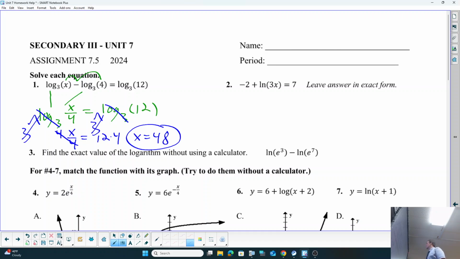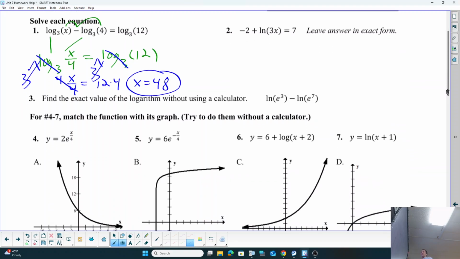Okay, so try number 2 on your own. Leave an exact form. Find the exact value of the logarithm without using a calculator. Interesting, interesting. I like number 3.